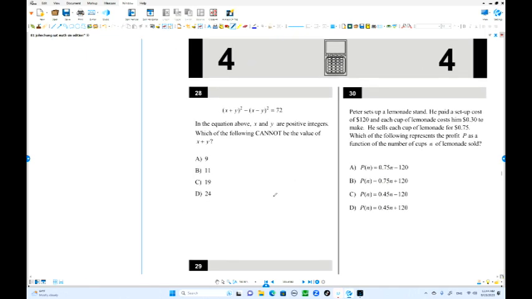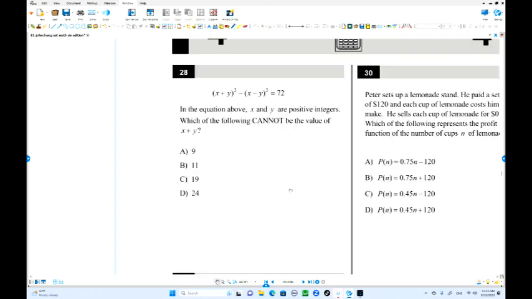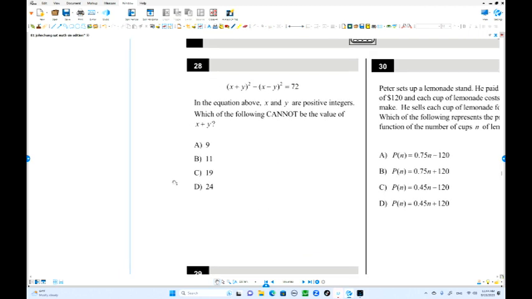Here is number 28. In the equation above, x and y are positive integers. Which of the following cannot be the value of x plus y? This is a little complicated, so we're going to simplify. The first one is x squared plus 2xy plus y squared, minus x squared minus 2xy plus y squared, equals 72.